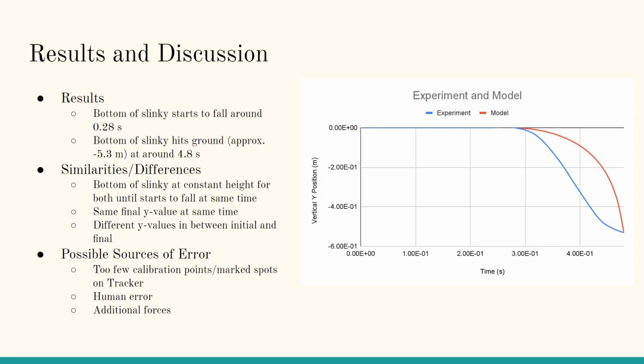One reason this could have occurred is due to the fact that I only tracked 13 points in Tracker, so the curve was not as precise as it could have been. I also could have misclicked during tracking, which would have skewed the data, or there could be additional forces acting on the system that I did not consider in my model.